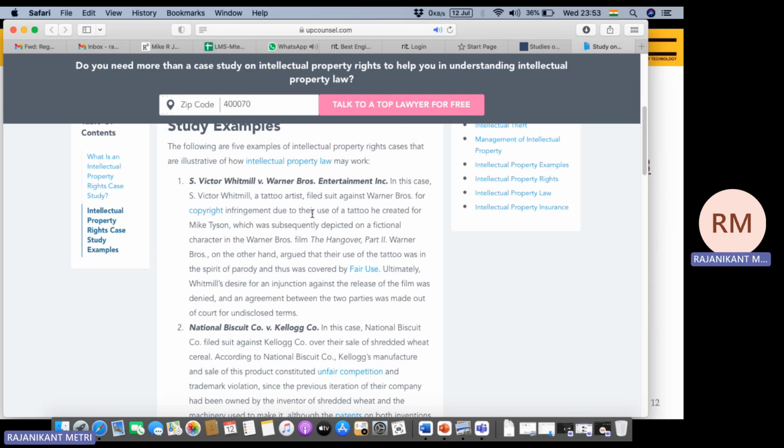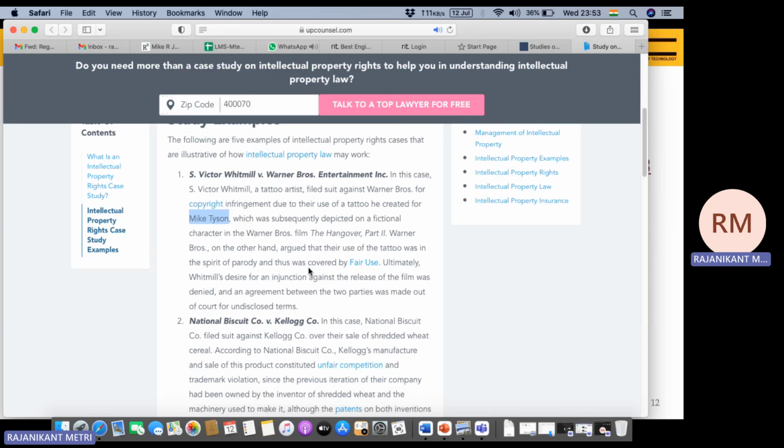S. Victor Whitmill versus Warner Brothers Entertainment. S. Victor Whitmill, a tattoo artist, filed suit against Warner Brothers for copyright infringement due to their use of a tattoo he created for Mike Tyson. Warner Brothers used the tattoo, which was subsequently depicted on a fictional character in the film The Hangover Part 2. Warner Brothers, on the other hand, argued that their use of the tattoo was in the spirit of parody and thus was covered by fair use.